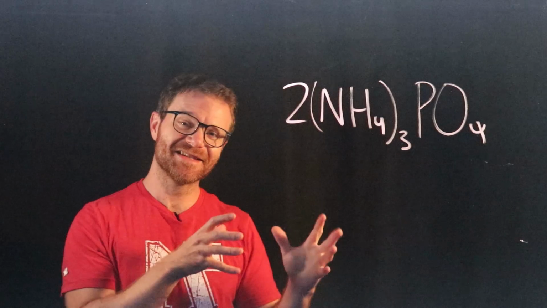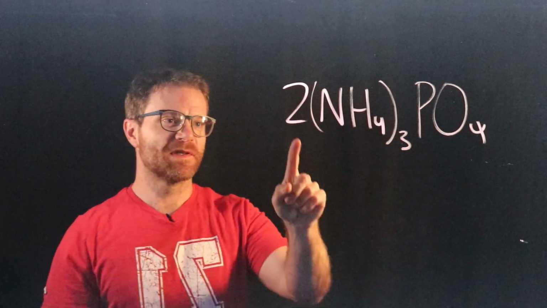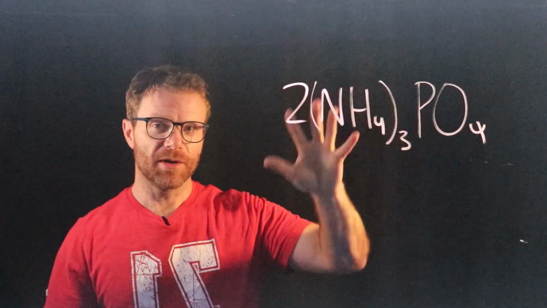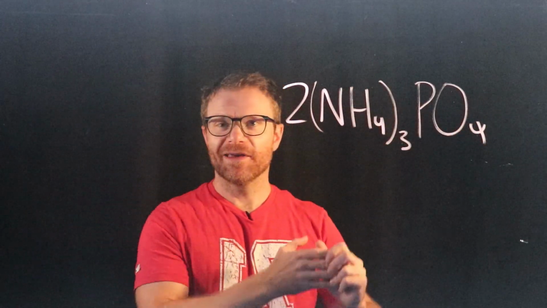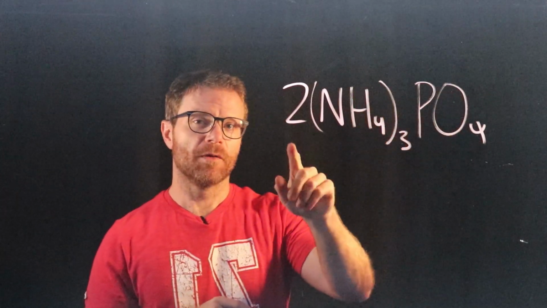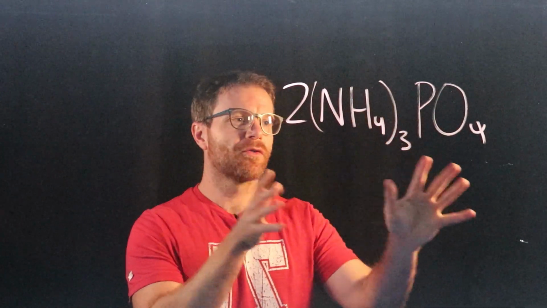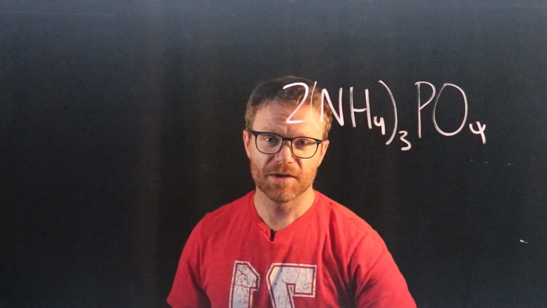Okay. Here's an even more complicated example. We're looking at ammonium phosphate. Specifically, we're looking at 2 ammonium phosphates. So we're talking about one compound, ammonium phosphate, with 2 total molecules of that compound. And then let's just go through and count all the individual atoms that we see here.